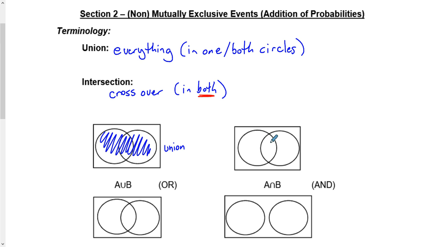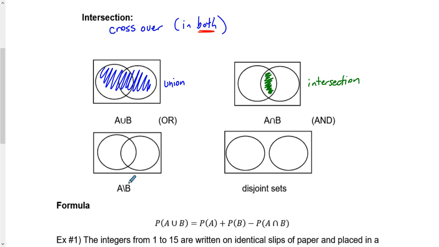For an intersection, it has to be in both circles. And the key word that you're looking for in an intersection is "and". Now, remember, we had a little terminology on this one. A but not B. So if we're talking about it being in one thing but not in the other, it could be talking about everything in here, but not in this circle.